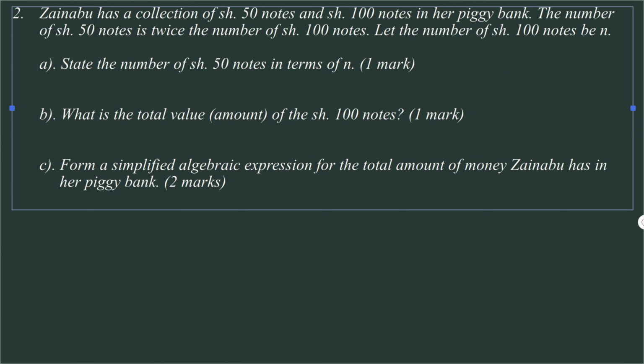2. Zainabu has a collection of SH50 notes and SH100 notes in her piggy bank. The number of SH50 notes is twice the number of SH100 notes. Let the number of SH100 notes be n. A. State the number of SH50 notes in terms of n, 1 mark. B. What is the total value, amount, of the SH100 notes? 1 mark. C. Form a simplified algebraic expression for the total amount of money Zainabu has in her piggy bank. 2 marks.